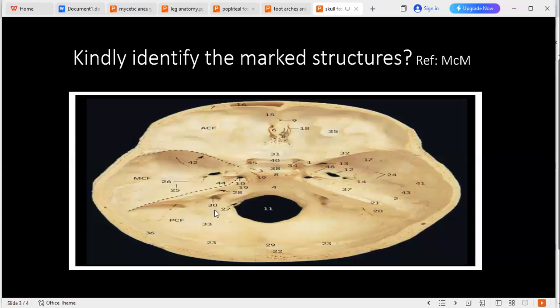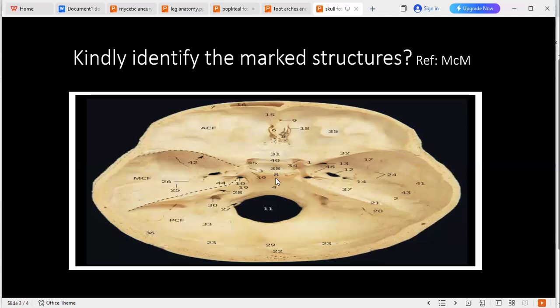Okay. Please identify number 44 over here. It's not a foramen, I think. It's an impression. Which impression? Trigeminal impression. Yes. Please tell me what is 8. Can you see 8 over here? Yes, it is the dorsum sellae.